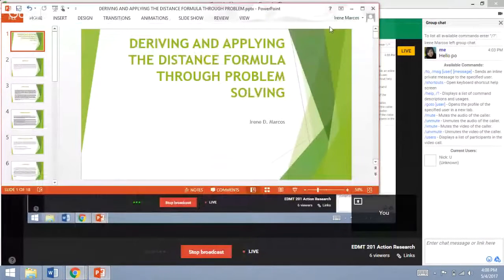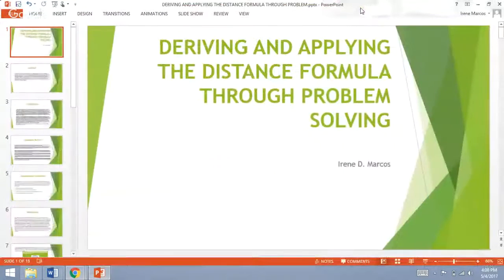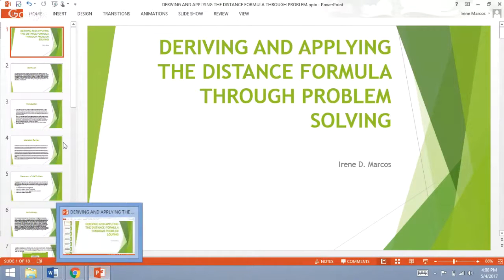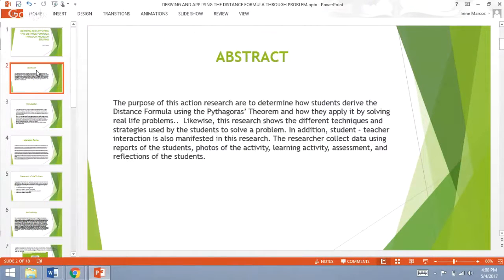Okay, so going back, my topic is all about deriving and applying the distance formula through problem solving. The purpose behind this research is to determine how students derive the distance formula using the Pythagorean, or what we call the Pythagoras theorem, and how they apply it by solving real life problems.